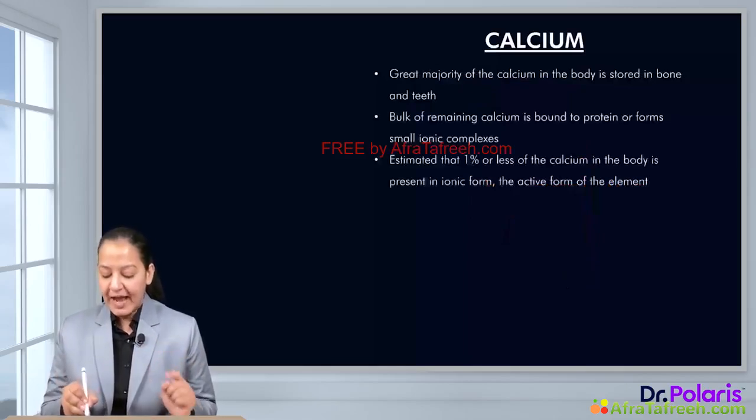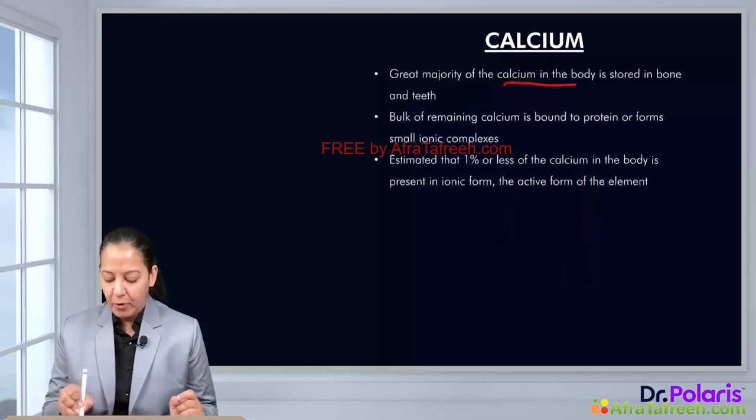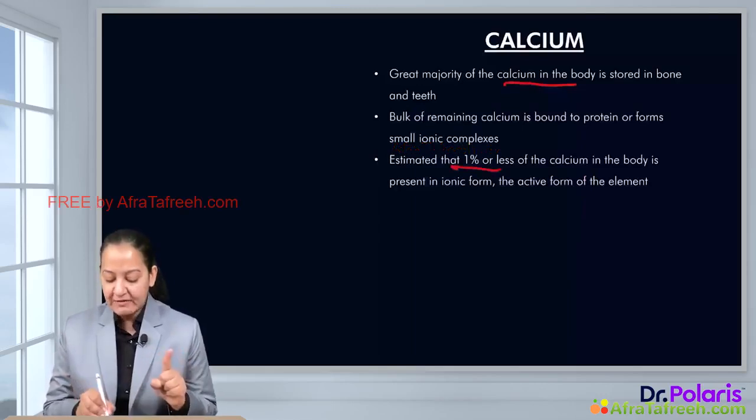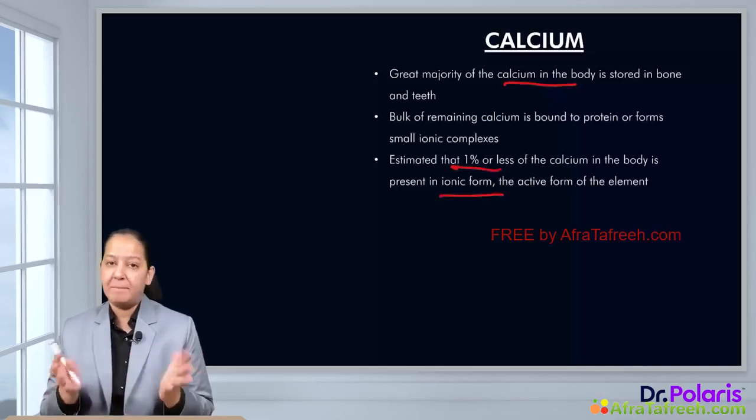So the majority of the calcium in the human body is present in bone and teeth in the form of salts. Only 1% or less than 1% of the calcium is active and is present in ionic form in the blood.